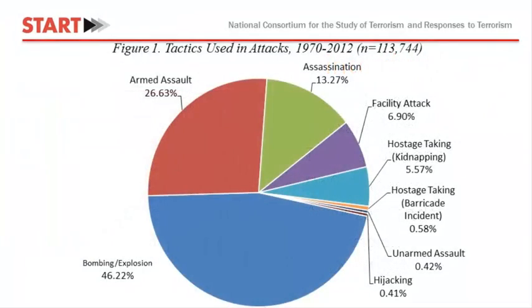In the first figure, we show the main tactics used in the 113,000 attacks in the GTD. We begin with a brief definition of each type of tactic because these may not be commonsensical. And then, as we've done in other modules, I want to talk about how tactics vary over different parts of the world and also how they have changed over time.